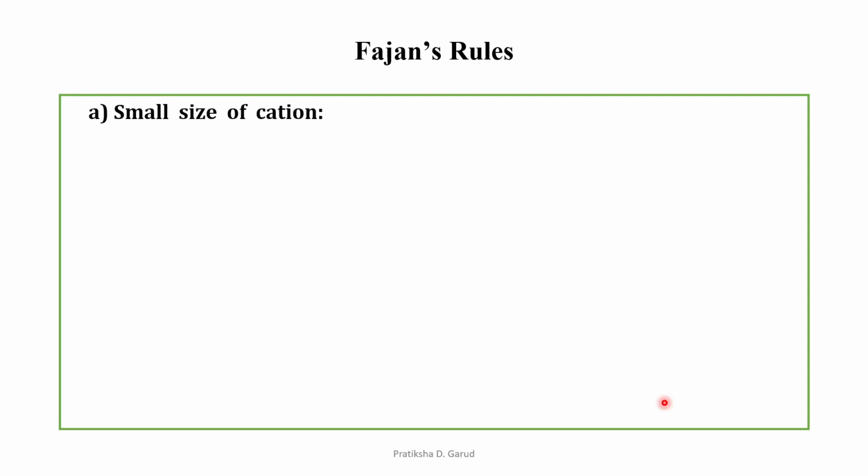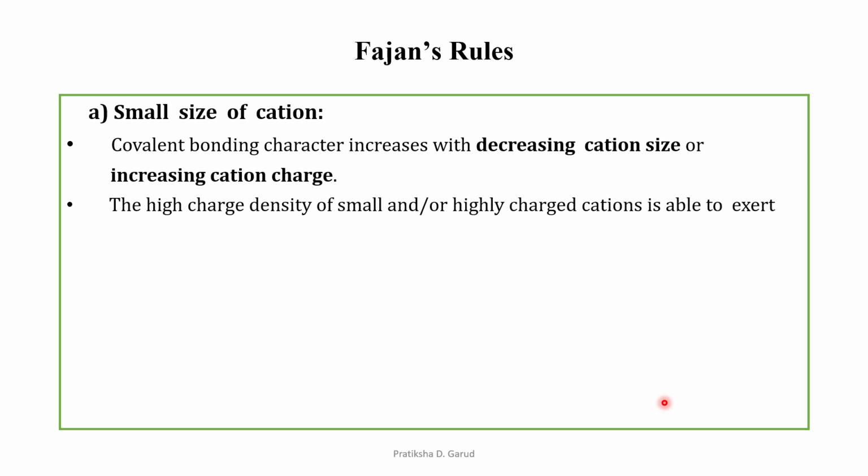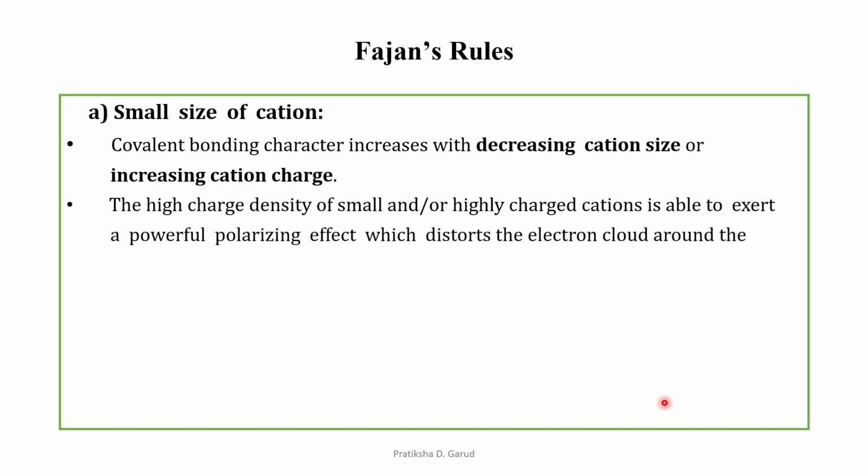We have the first one, small size of cation. What happens when we have a small size of cation? The covalent bonding character increases with small size of cation, or decreasing cation size, or increasing cation charge. So when the size of the cation decreases or the charge on the cation increases, the covalent bond character also increases. The high charge density of a small and highly charged cation is able to exert a powerful polarizing effect that distorts the electron cloud around the anion, right?